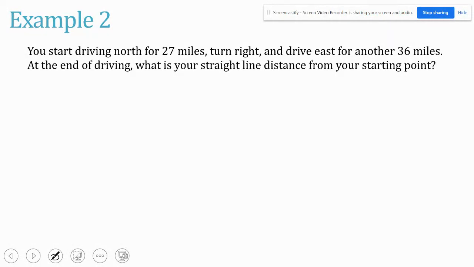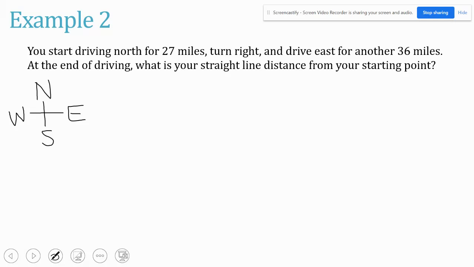So here we're talking about north and east. So I'm going to draw a little compass. So never eat sour watermelons. I don't know if you guys learned that in elementary school, but that's how I always remember it.